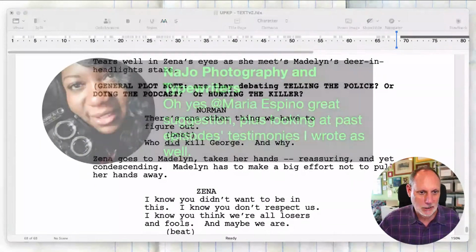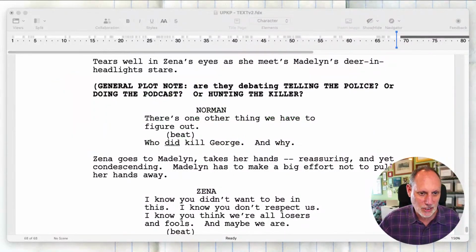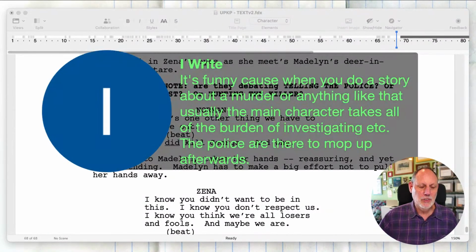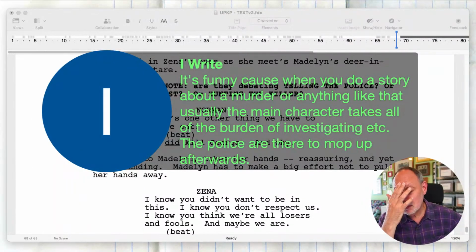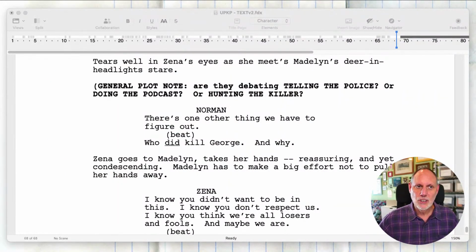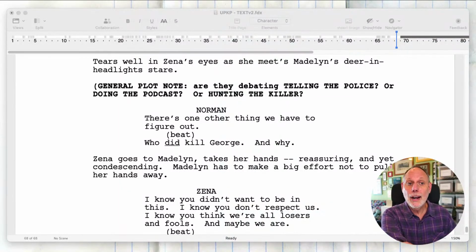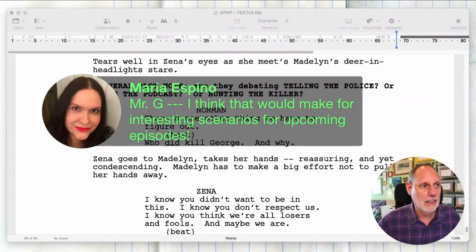Oh, like Natasha and Maria are just catching up here. Cool. This is great. It's funny when you do a story about a murder like that. Usually the main character takes all the burden, and the police are there to mop up afterwards. Yes, this is actually one of the biggest problems that you have to solve in any amateur-fighting-a-killer story: why don't they go to the police, or why don't the police believe them, or why can't they go to the police because they're guilty of something themselves. Whatever it is, you need to figure that out. Yes, exactly.